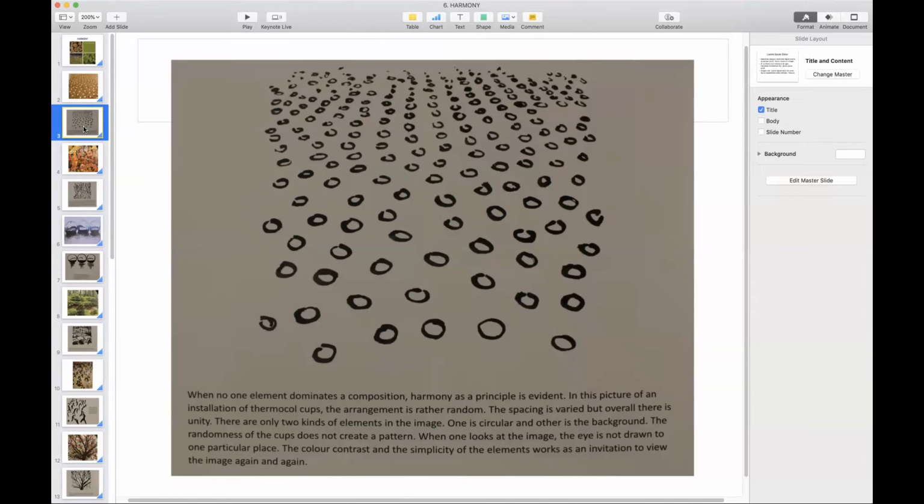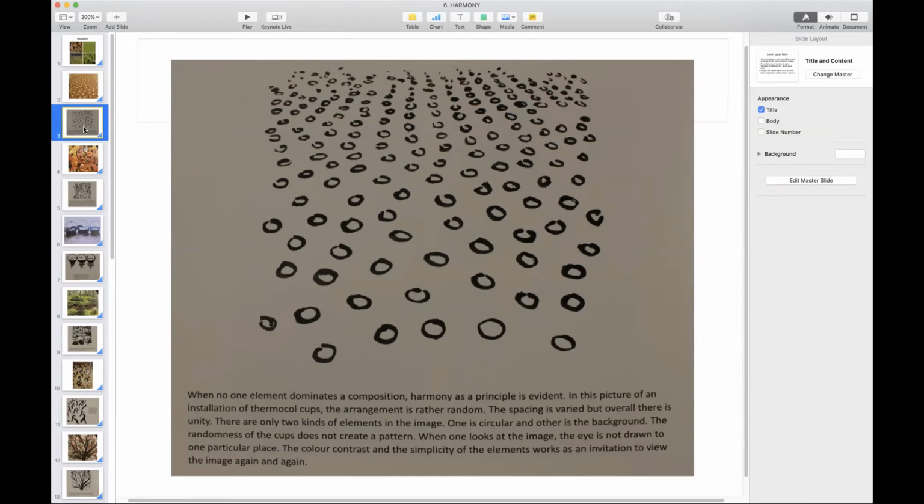In this picture of an installation of thermocol cups, the arrangement is rather random. The spacing is varied, but overall there is a unity. There are only two kinds of element in the image. One is a circular and other is background. The randomness of the cups does not create a pattern.